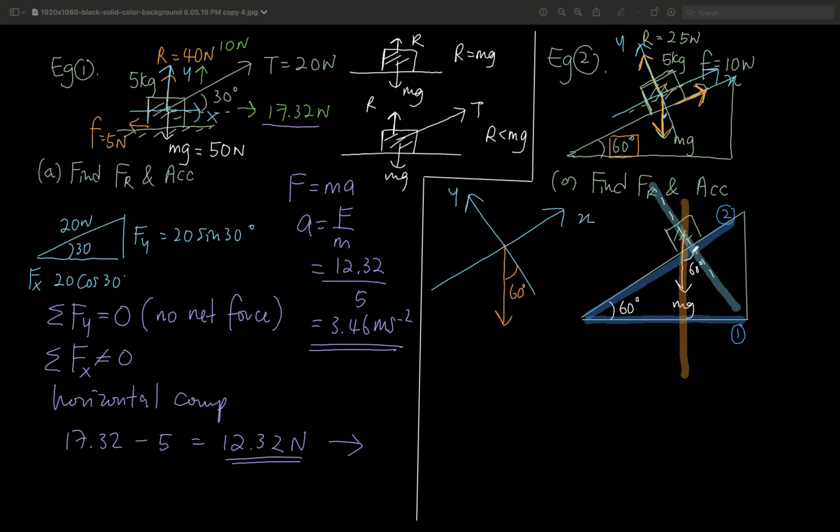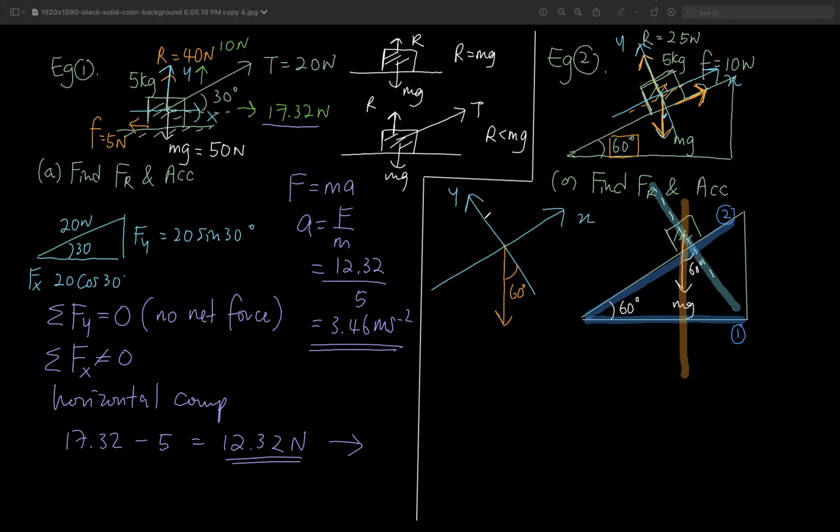and number 2, must have the same angle as the angle between the two lines. Okay, so 60 here. That's why here I label my force diagram. Here is 60. Okay, so once you have this one, then you can resolve.